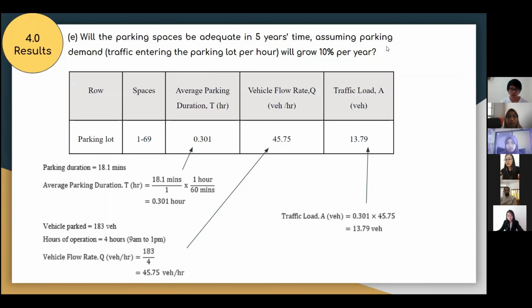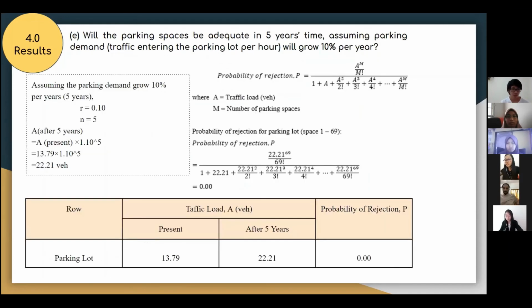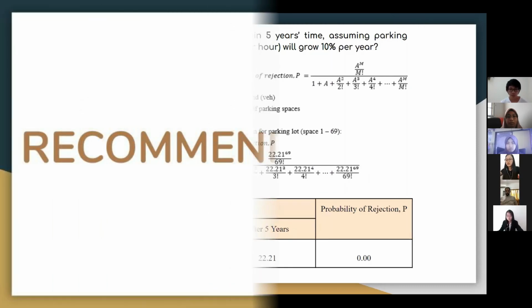Then we will calculate the probability of rejection. As a result, we get 0.00 for the probability of rejection. That means no driver will be rejected. That means the parking space is enough, or adequate, after 5 years.